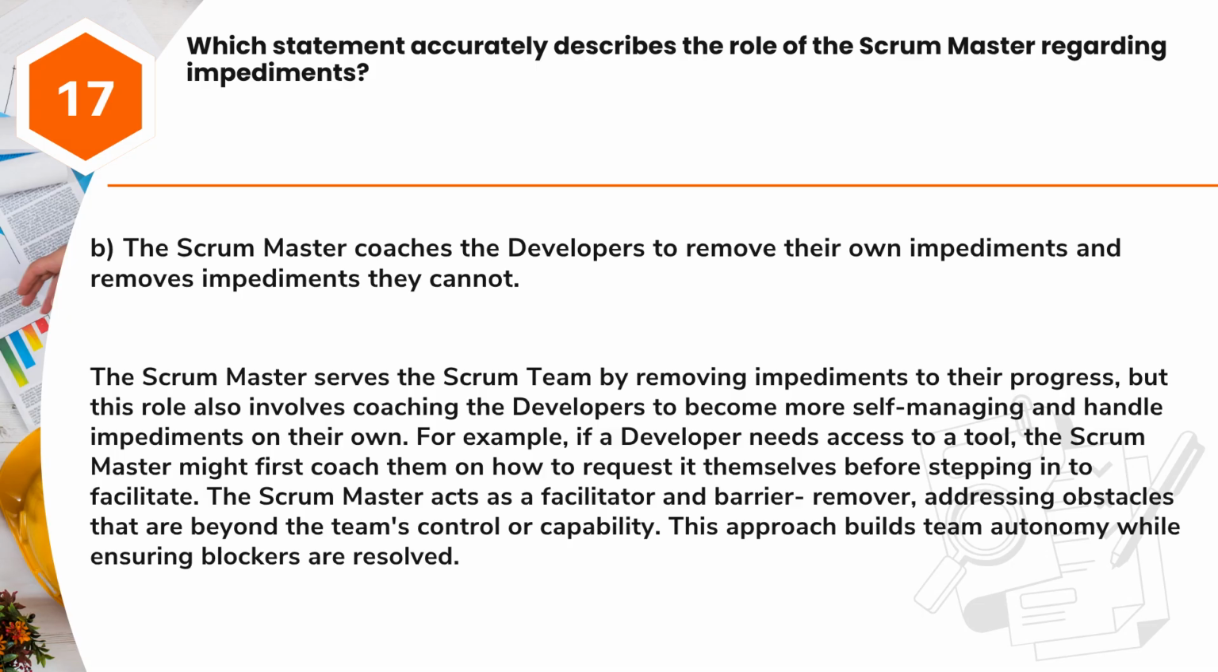For example, if a developer needs access to a tool, the Scrum Master might first coach them on how to request it themselves before stepping in to facilitate. The Scrum Master acts as a facilitator and barrier remover, addressing obstacles that are beyond the team's control or capability. This approach builds team autonomy while ensuring blockers are resolved.